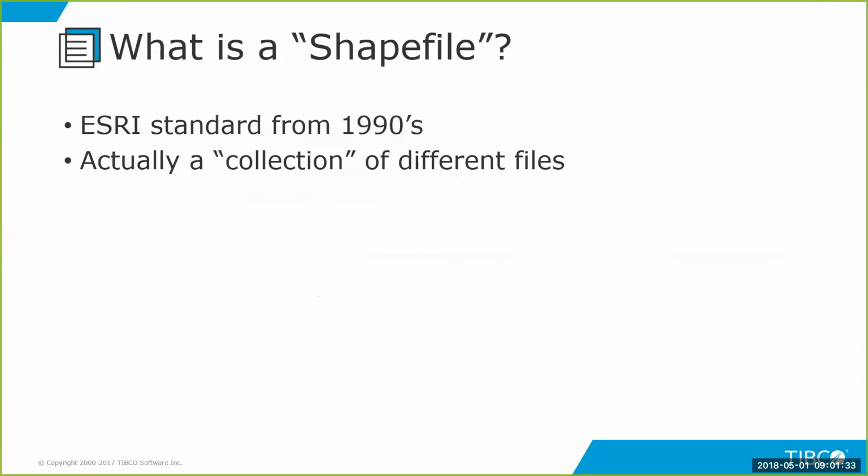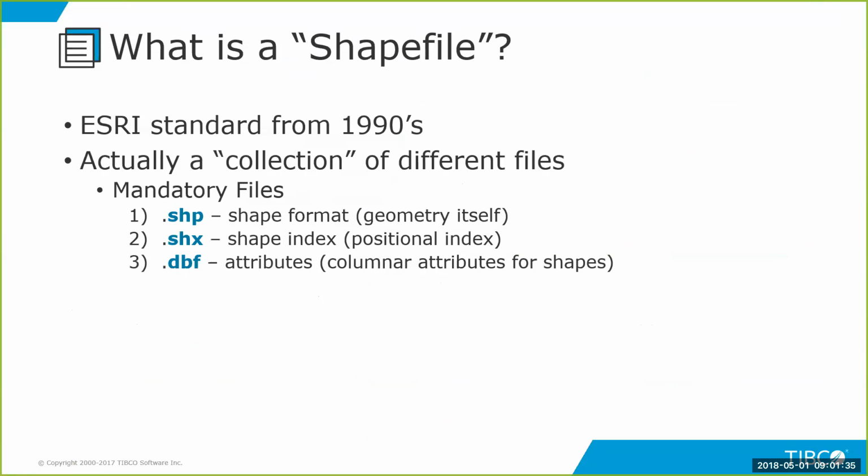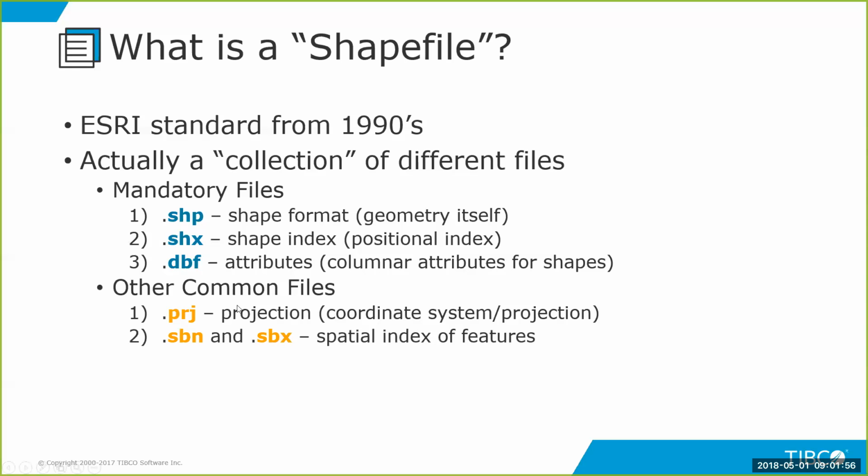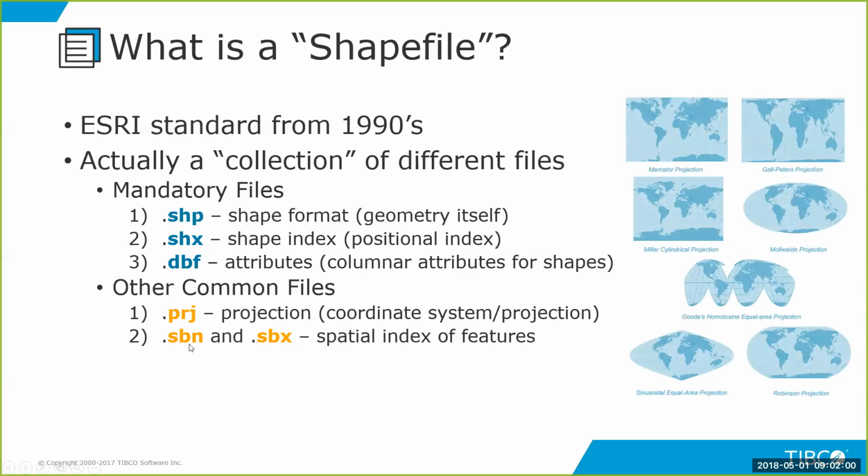I mention this because when you create a shapefile, you'll often see these different files created on your desktop or on your computer. And so all of these files together create what is this Esri standard of a shapefile. There's three mandatory files, the SHP format, SHX, and DBF. You might also see a projection format and these spatial index features. One thing I want to mention just real quickly is that projections are quite important.